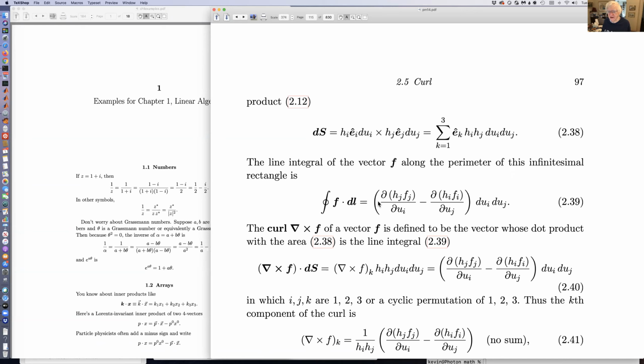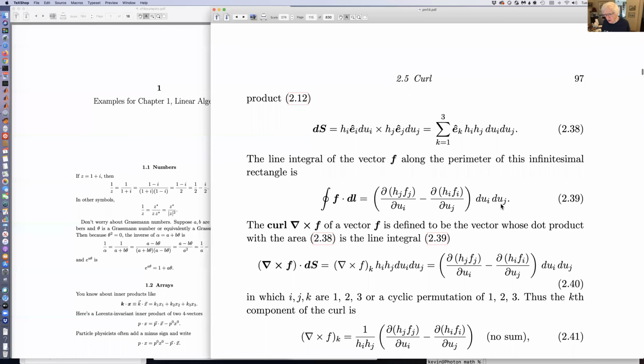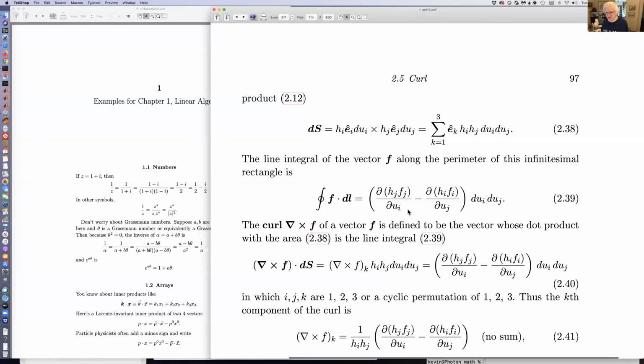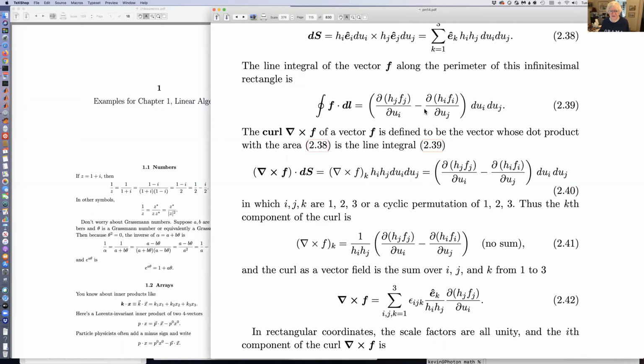And similarly, when we go this way, we're going down that way. And so we have to take the difference of this line integral with that line integral. So we have du_i, du_j, and then the change in h_j F_j in the i direction. And then we have minus that for the other way. So it's this one minus that one plus this one minus that one, and the signs work out so that it looks like this.